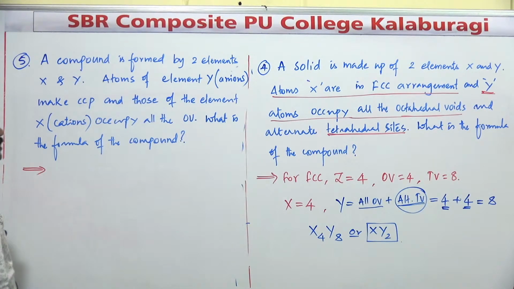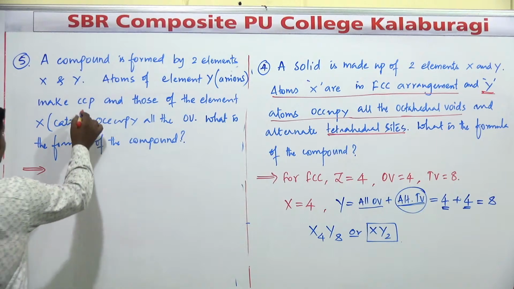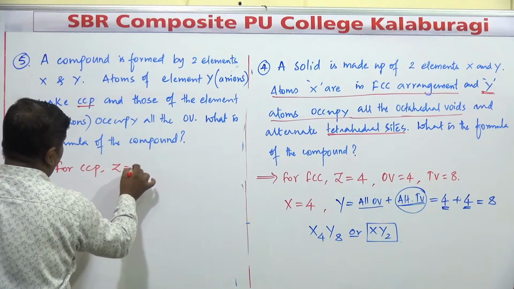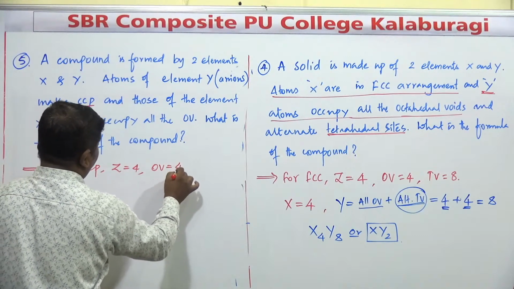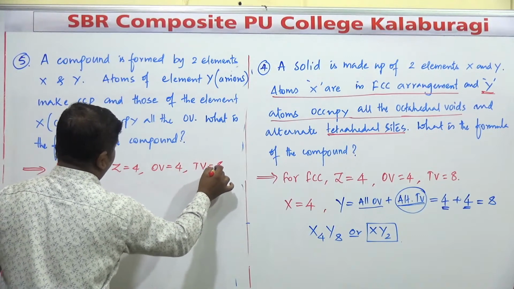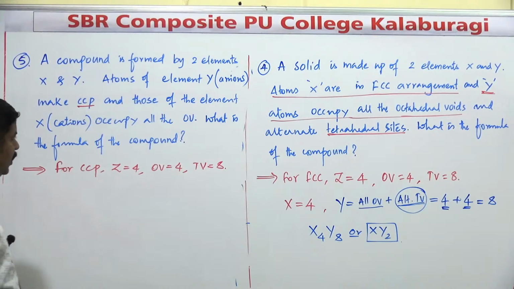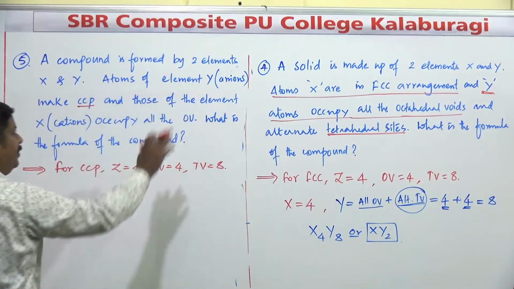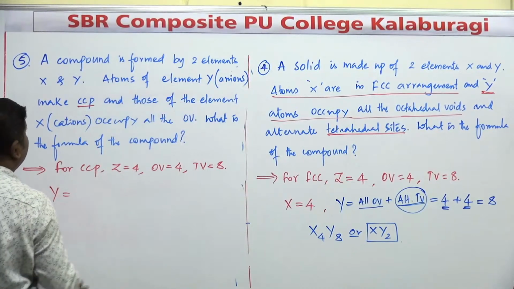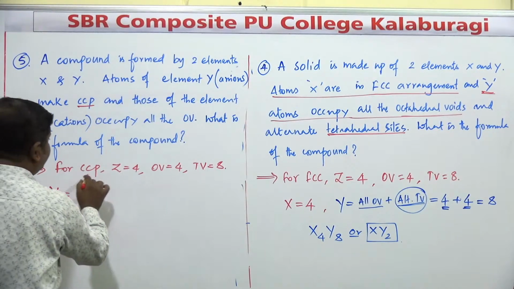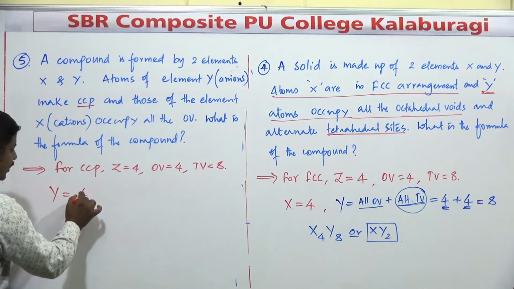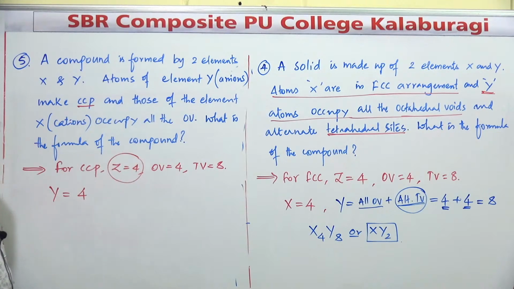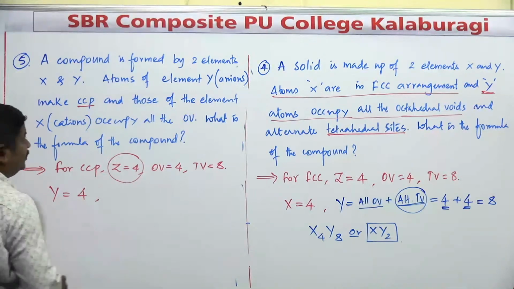First one, what type of arrangement it is? CCP. For CCP, Z is equal to 4, octahedral void is 4, tetrahedral void is equal to 8. That you have to recall compulsorily. Atoms of element Y, that is going to be anion. This one forms CCP. When it forms CCP, how many atoms of Y should be written? It's 4. Because it is forming CCP, what's the total number of atoms in CCP? That is equal to 4, effective number of atoms.